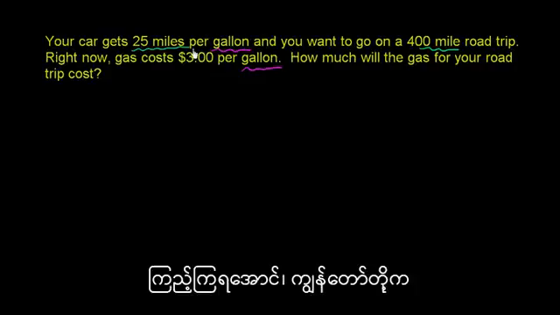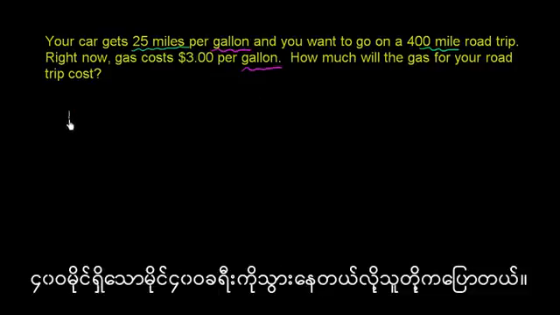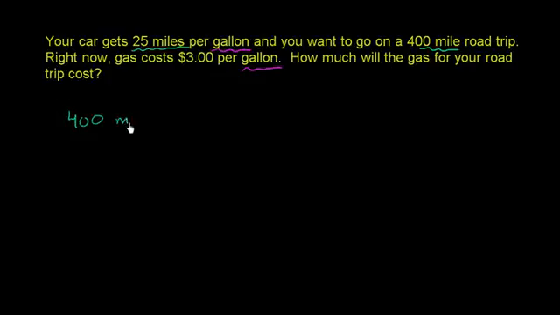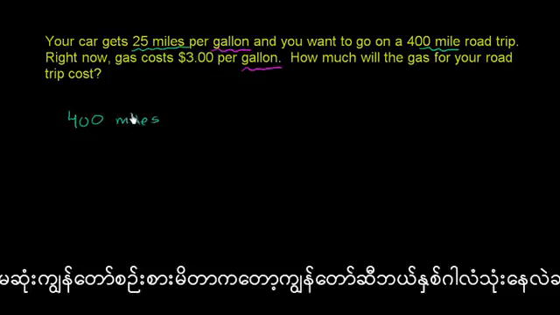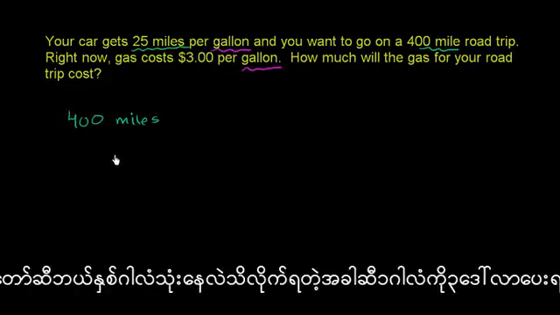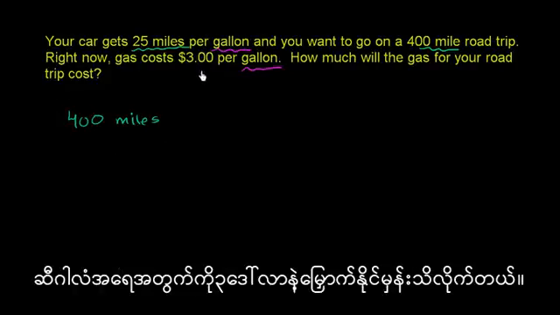So let's see. They tell us they're going on a 400-mile road trip. 400 miles. So the first thing that I'd want to think about is, well, how many gallons am I using? And then once I know how many gallons I'm using, I know it's $3 per gallon, so I can multiply the number of gallons by $3.